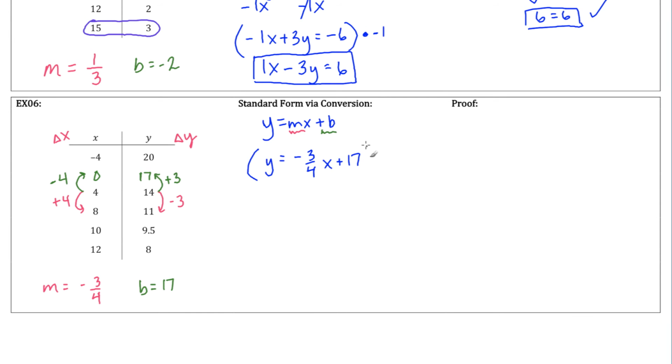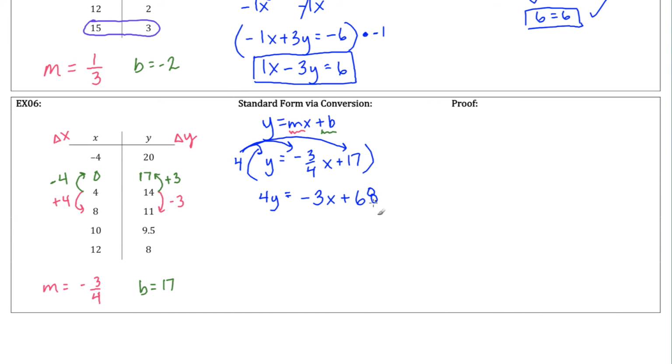And get rid of the fraction, times 4. 4 times y is 4y. And then a positive times a negative is a negative. 4 times 3 is 12. 12 divided by 4 is 3. A positive times a positive is a positive. 4 times 10 is 40. 4 times 7 is 28. So 4 times 17 is 68.